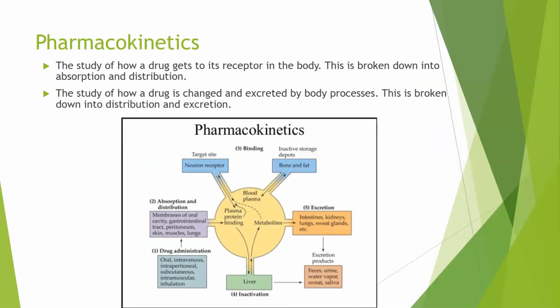Pharmacokinetics is the study of drug absorption, distribution, metabolism, and excretion. We will frequently be referring to the ADME of medications. Pharmacokinetics also looks at how a drug gets to its receptor in the body. This is broken down into absorption and distribution. The study of how a drug is changed and excreted by body processes revolves around metabolism and excretion.